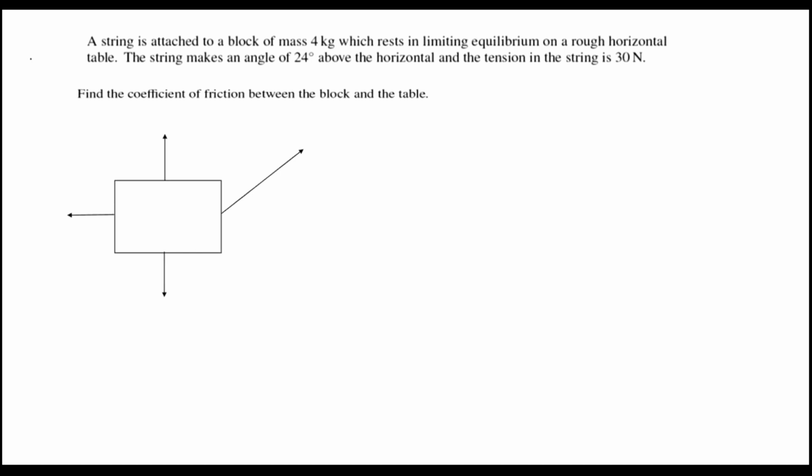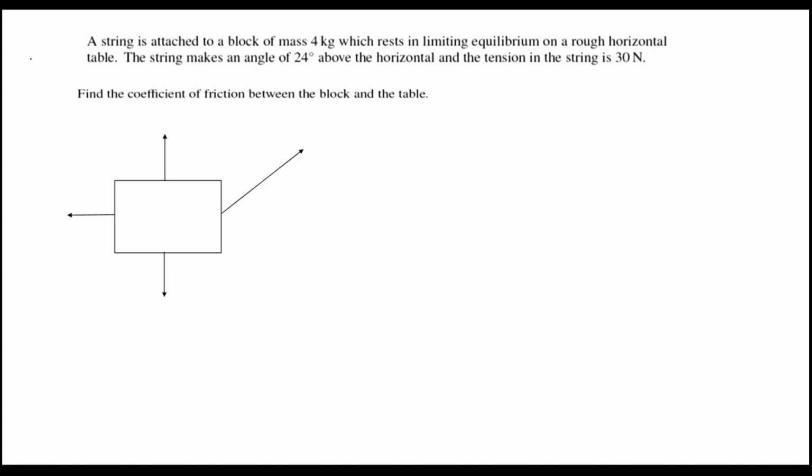A string is attached to a block of mass 4 kilograms, which rests in limiting equilibrium on a rough horizontal table. So let's have a look at some of this. The mass is 4 kilograms, so we know that. Limiting equilibrium means it's not moving, and a rough horizontal table means friction is involved. The string makes an angle of 24 degrees above the horizontal, and the tension in the string is 30. Find the coefficient of friction between the block and the table.